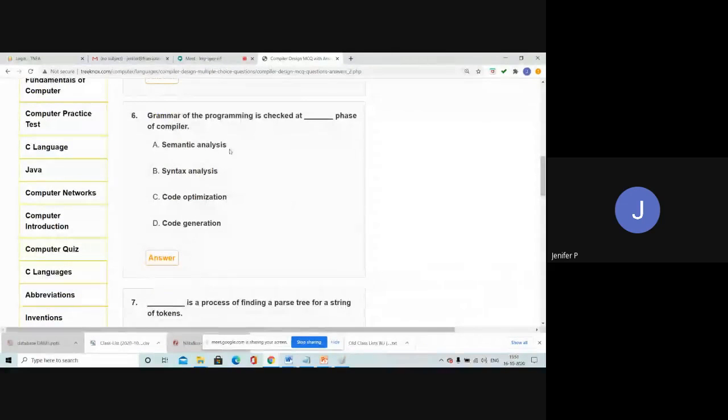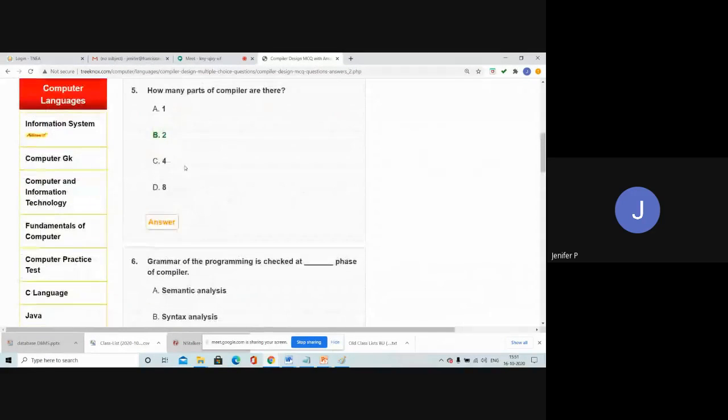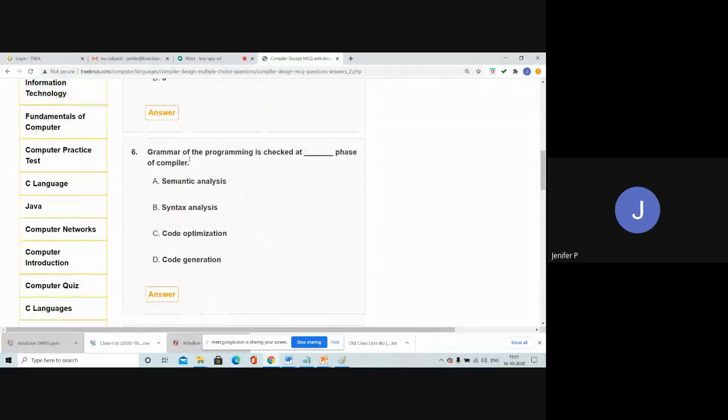Okay, next one is, so 2 parts of compilation are analysis and synthesis. And next one, grammar of the program is checked at dash phase of compiler. I think you already know all these things. So after seeing this, next we will look at the code optimization related ones.